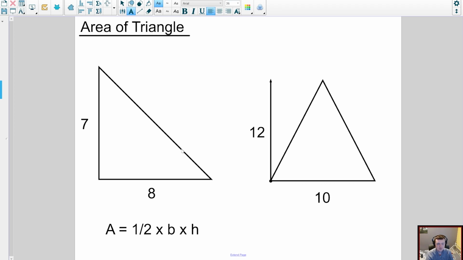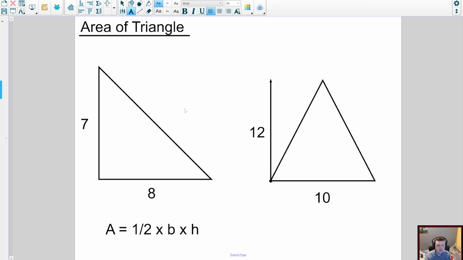So in this example, what would the area be? I'll give you a few seconds to work this out for both of these triangles. What do we think the areas for these will be? Okay, hopefully you paused the video. If you didn't, pause it now and then we'll go over it together.